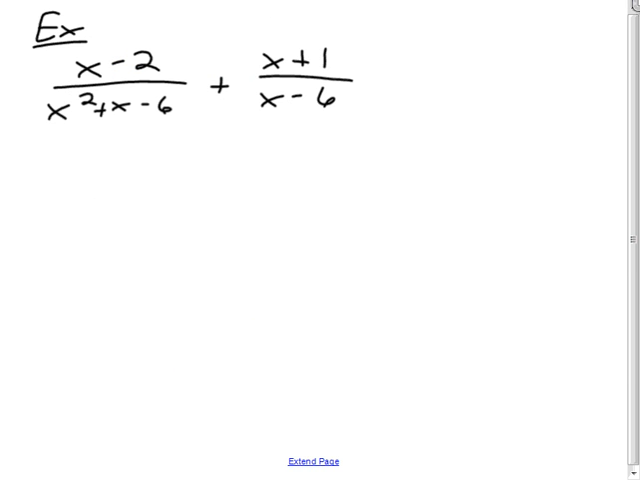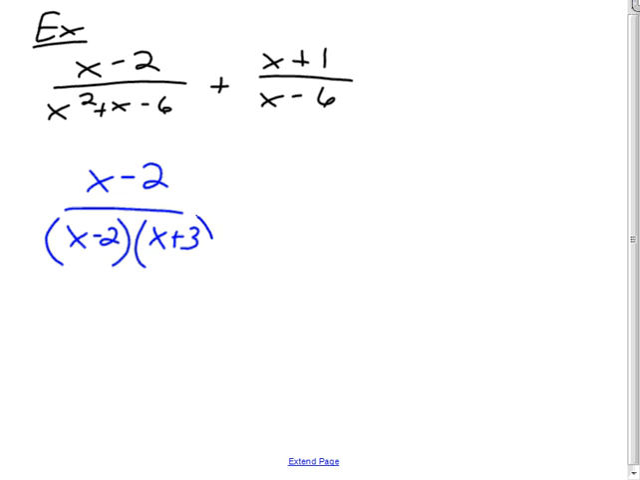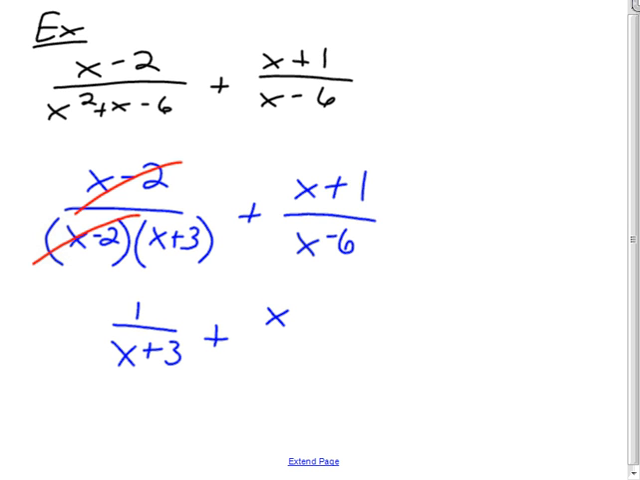Now, here's one last problem. I'm not doing the whole thing, but I want to show you why it might be helpful to look at factoring everything, because some things might cancel before you get started. So if I look at this problem on the left-hand side, it's x minus 2, and then my denominator is x minus 2, then x plus 3. And then, of course, I have this x plus 1 over x minus 6. Now, right away, within that fraction, I can cancel, because it's all factors within that problem. And that gives me 1 over x plus 3 plus x plus 1 over x minus 6.